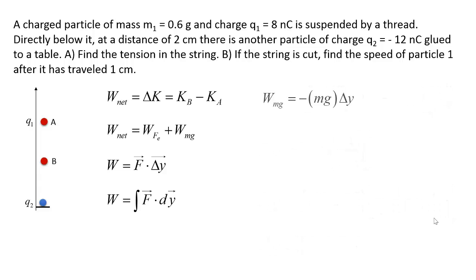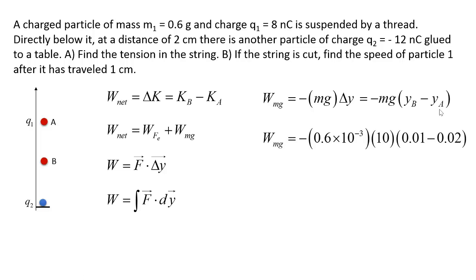Now, the other work is done by the force of gravity. Force of gravity, as we said, is a constant force. Once again, force of gravity is oriented down and the displacement is oriented upwards, which means that the angle between these two, when you calculate the dot product, is 180 degrees, so you have a minus sign in front. The displacement of the particle is nothing else than the final position minus the initial position.